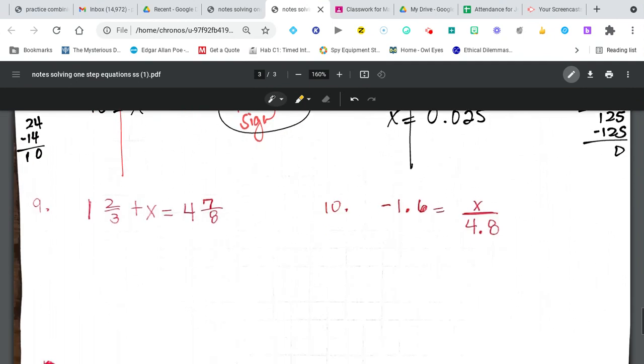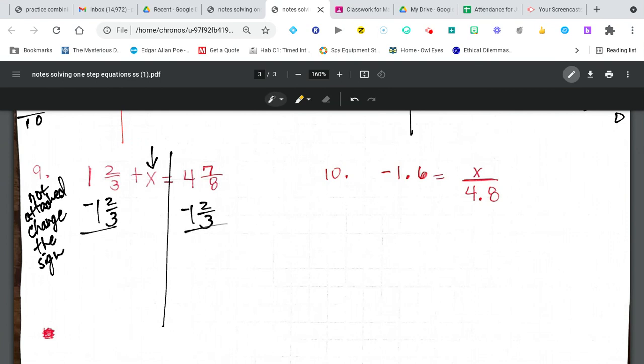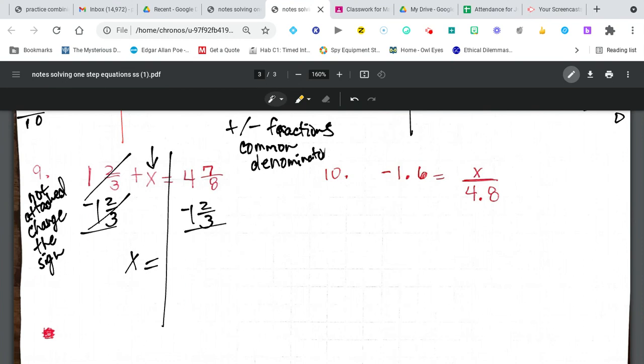Okay, let's take a look at 9. On 9, the 1 and 2 X is right here, and then 1 2/3 is not attached. So all I do is change the sign. So I'm going to change 1 2/3 to -1 2/3. These cancel. But now, to add or subtract fractions, we need a common denominator. So I'm going to have to do a little more work on this one, on number 9.